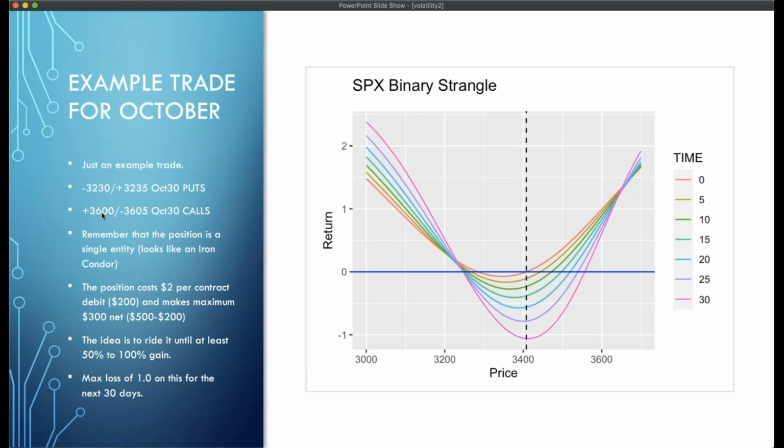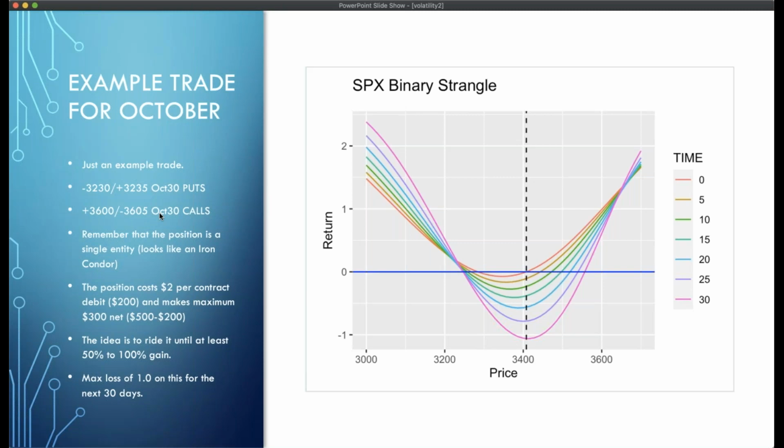Okay. So those are the strikes for this. The whole position, in fact, is an iron condor. It is not done as two separate trades. And this iron condor in particular costs $2 per contract, which is okay. I mean, it's $200, and it can make a maximum of 300, which is 500 as the maximum payout, but we pay 200, so we have 300 net profit on this.